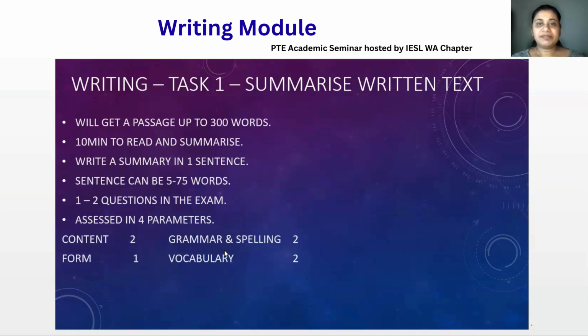This question is assessed based on 4 parameters: 2 points for content, 1 for form, and 2 points for grammar and spelling. And you will also be given 2 points for vocabulary. And then if you satisfy the marking criteria, you will be fine.